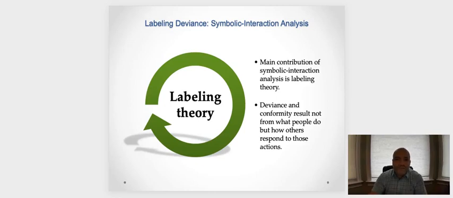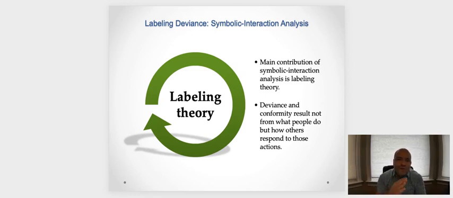Hi again, everybody. So this next video for the deviance unit has to do with labeling theory. Labeling theory is closely connected to symbolic interactionism. This is one of our big theoretical perspectives. And labeling theory is especially relevant to deviance.